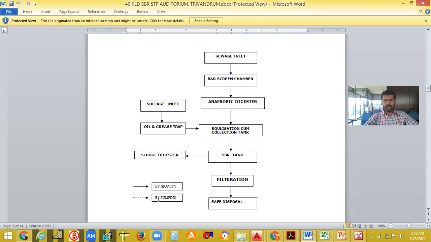And you can see this utilization pump, collection tank. This is by the help of pump only. From here to the SBR tank, to the sludge digester and to the filtration system, it is by pump. From filtration to the safe disposal, it is again by gravity. So these are the different processes which are there in the sewage treatment plant.